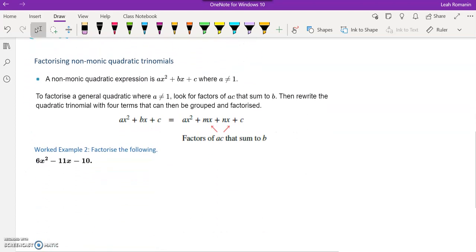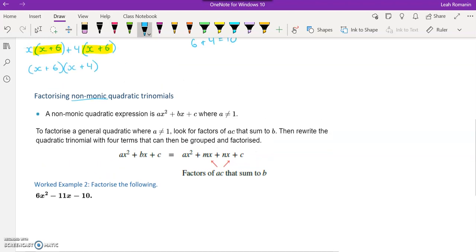Okay, now moving down to factorizing non-monic quadratic trinomials. So when we're referring to something as non-monic, it means that the number next to the x squared is bigger than 1.